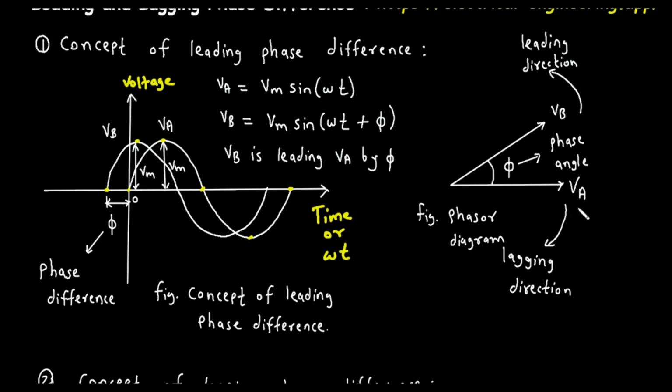Since V sub B is counterclockwise from V sub A, it confirms that V sub B is leading. So, to recap the first concept, when a wave has a plus phi in its equation, it appears earlier on the time graph, and its phasor is rotated counterclockwise from the reference phasor. This is called a leading phase difference.